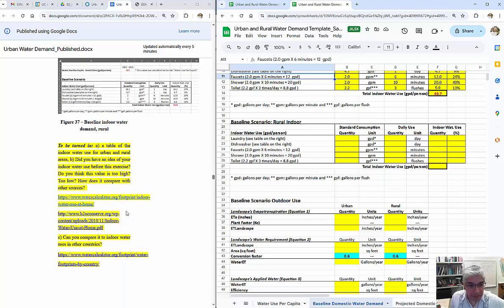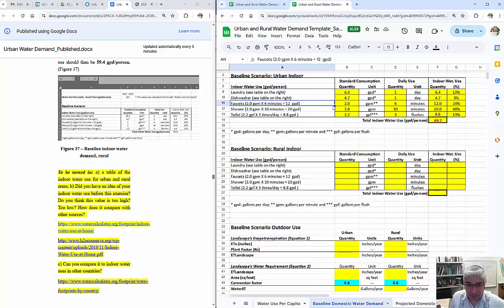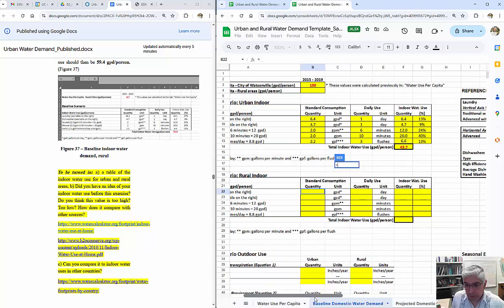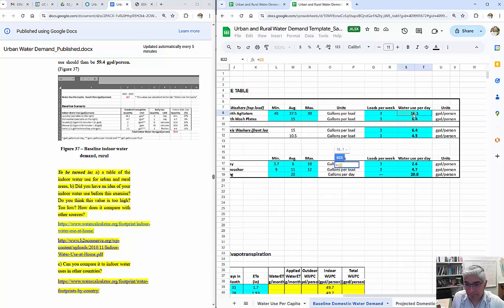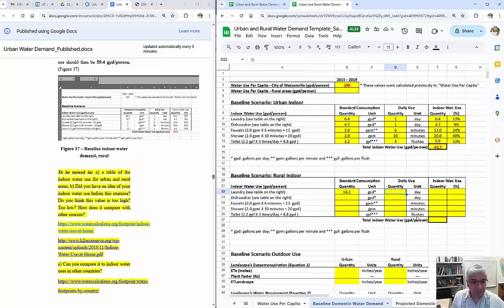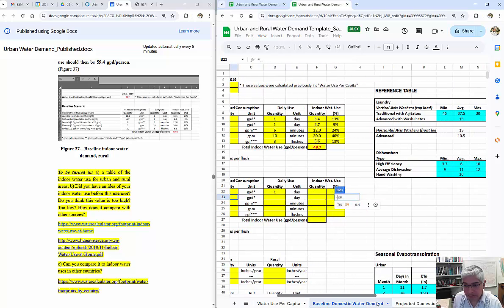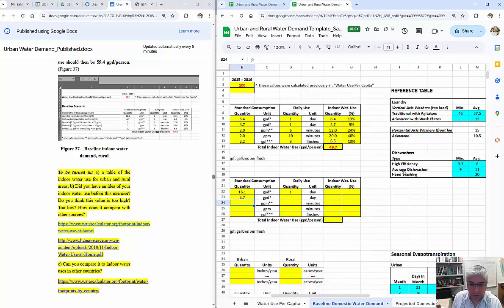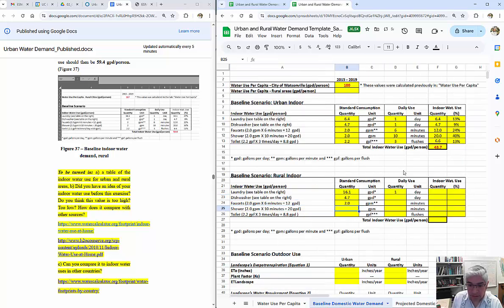Now, for the rural baseline indoor, we're going to do something actually similar. In this case, we are going to be using the laundry. We're going to be considering a 16.1, meaning that in this one here we're using an old laundry machine. For the next one, it is exactly the same uses. So the 4.7. Here is the faucets, 2 gallons per minute, 2 gallons per minute, and 2.2.